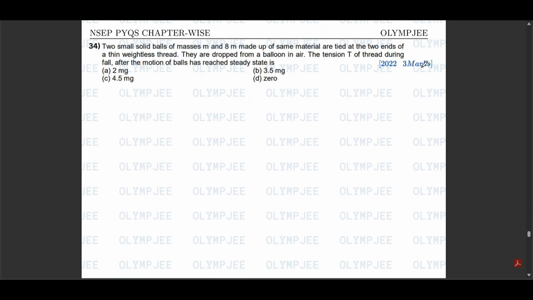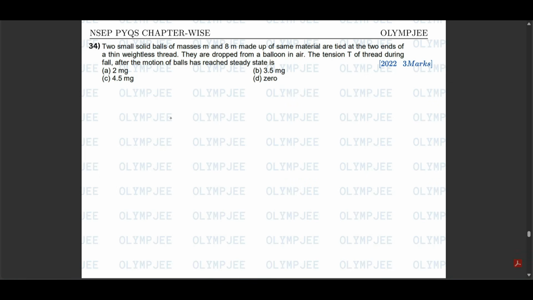So moving on to question 34, it says that two small solid balls of masses m and 8m are made up of the same material and tied at the two ends of a thin weightless thread. So they are dropped from a balloon in air. The tension T of the thread during the fall after the motion of the balls has reached steady state is.